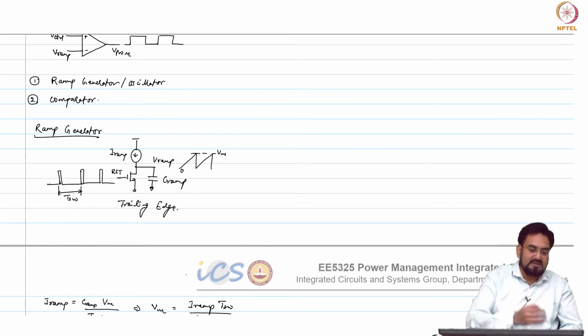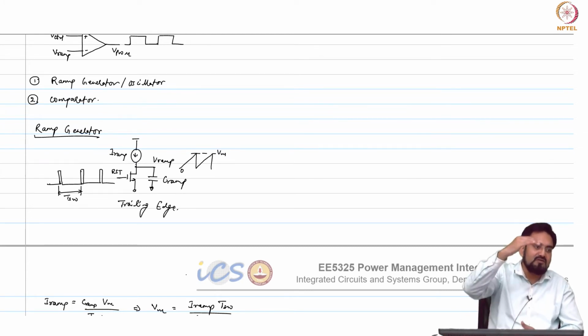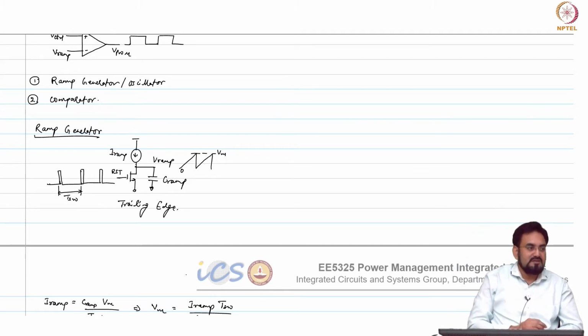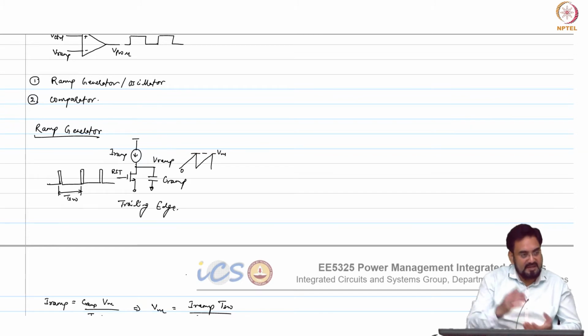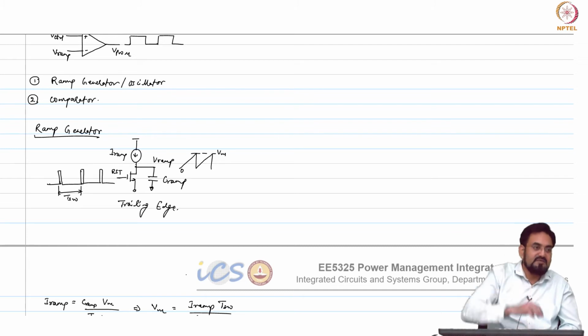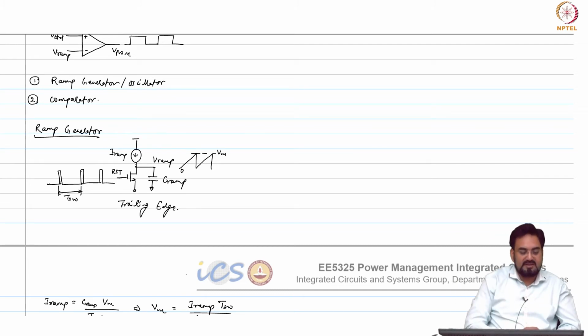If below 50%, then you go for leading edge, because then your control voltage will always remain above Vm by 2, in this case above 0.9 volt, VDD by 2, in the other case not Vm by 2, but VDD by 2. And in the other case, if you are operating at below 50% duty cycle, then you can have Vm by 2, because we are going from 0 to Vm. So, 50% is Vm by 2, we are not changing the common mode here.